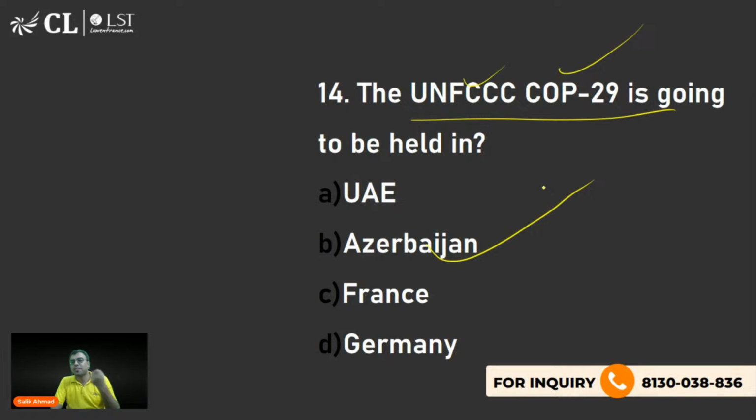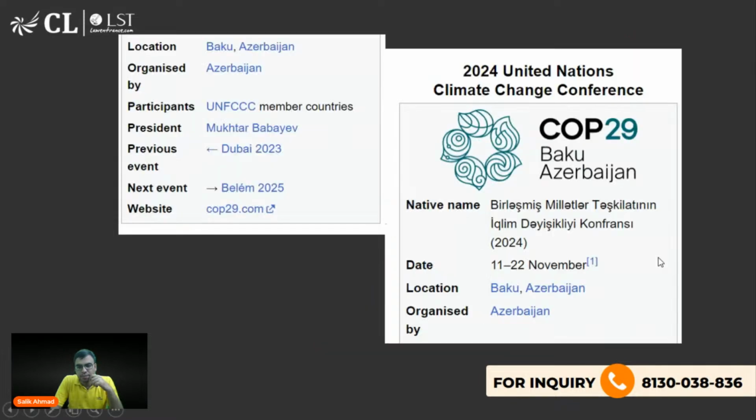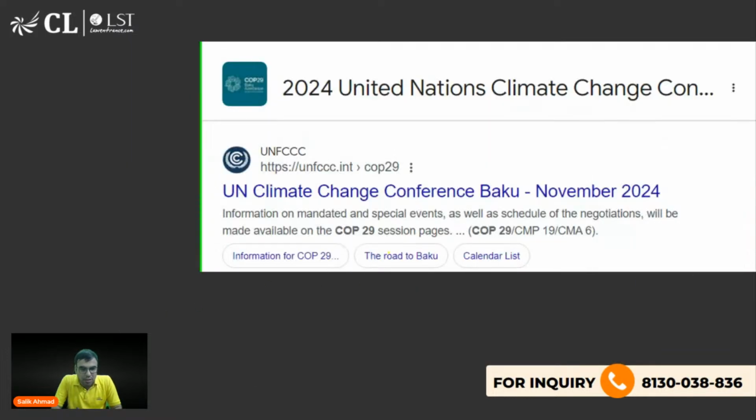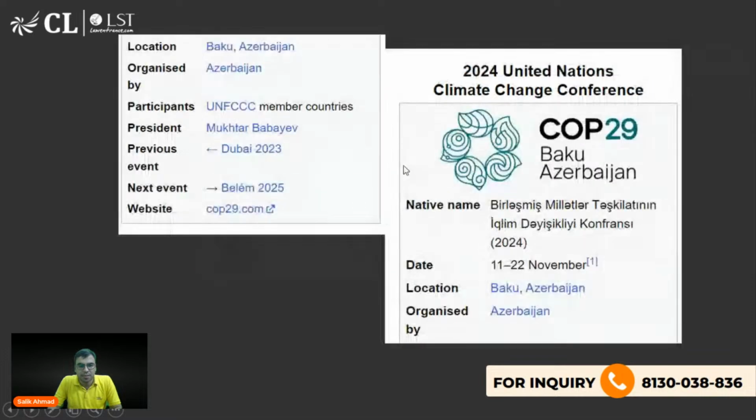And what is the full form of UNFCCC and what is the full form of COP? Anyone? COP is Conference of Parties. Yes, Ayush. Very good. ठीक है. United Nations Framework Convention on Climate Change, बाकू अज़रबैजान में. ठीक है. And you can see it here. 11 to 22nd November it would be happening. ठीक है. Okay, बाकू अज़रबैजान. ठीक है.